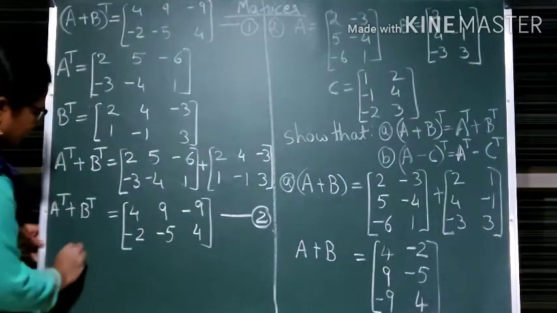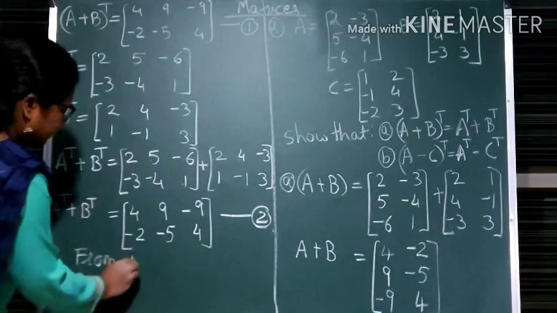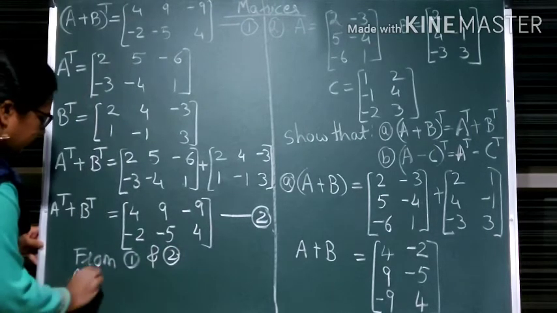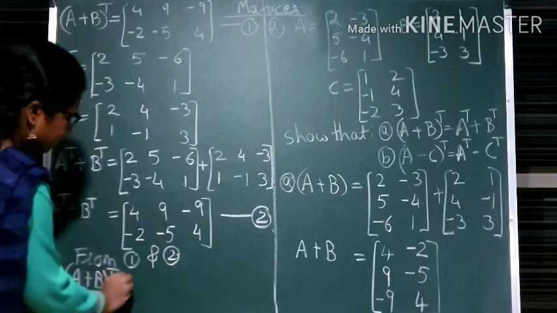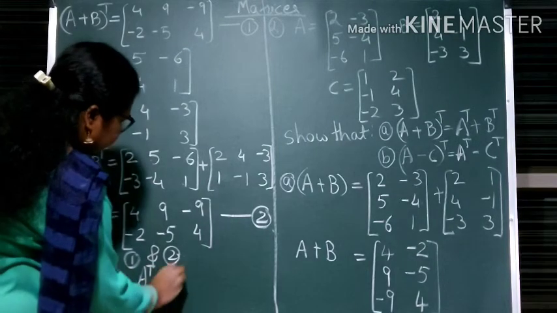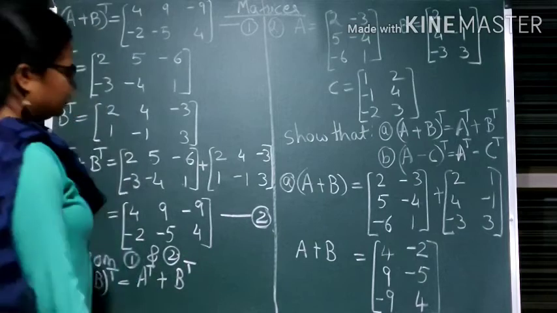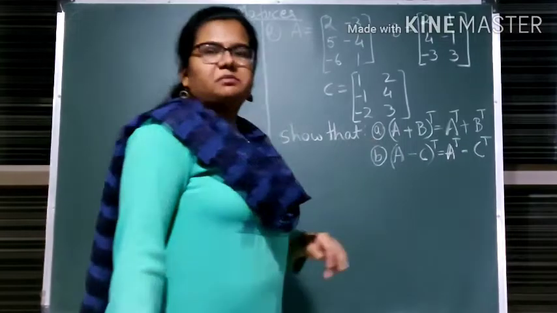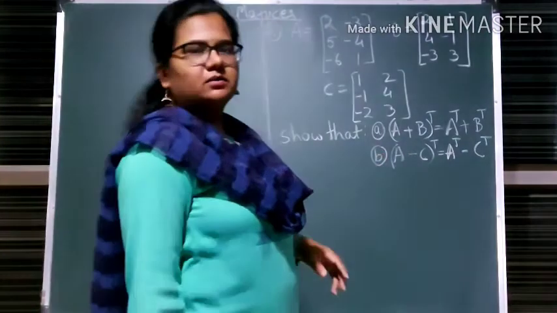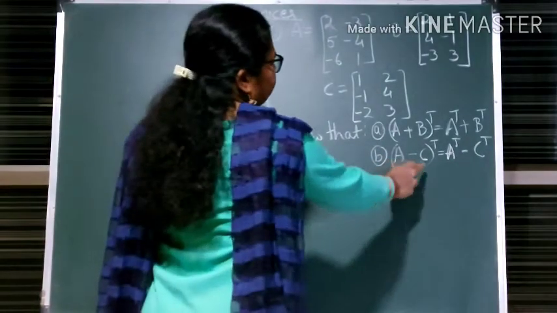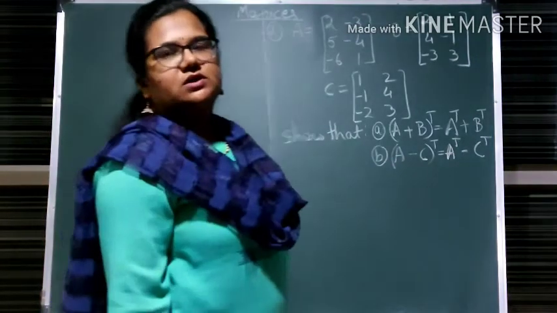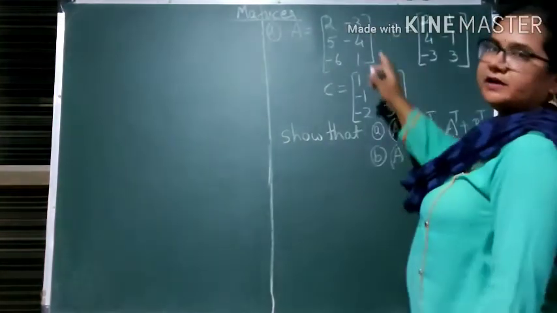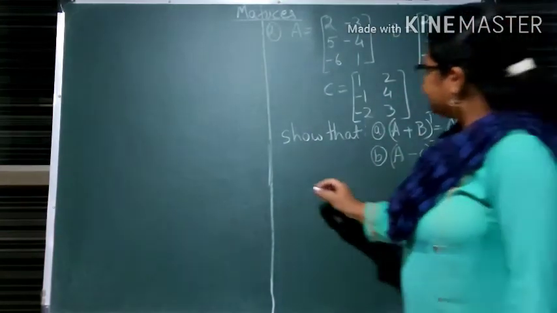So from 1 and 2, A plus B transpose is equal to A transpose plus B transpose. The first property is proved. Okay, now we have seen part A, we will move to part B. Now in part B, you have to prove that A minus C transpose is equal to A transpose minus C transpose. So first we will find out A minus C.